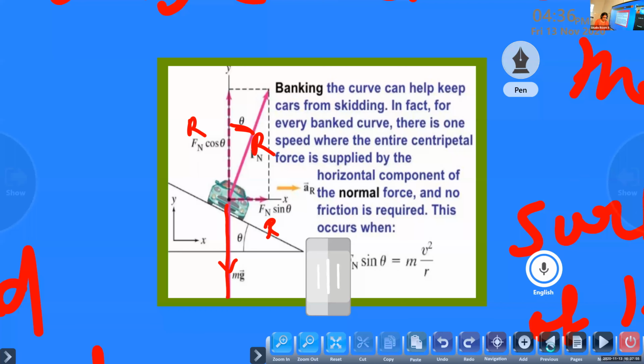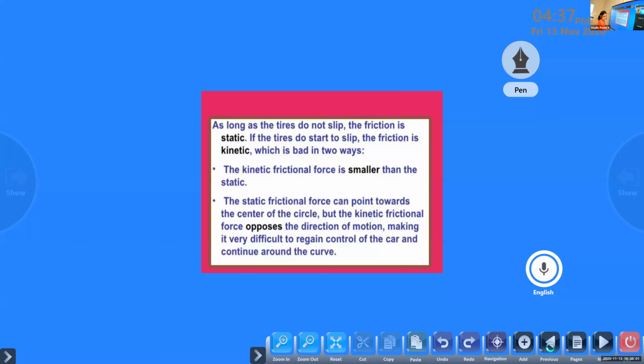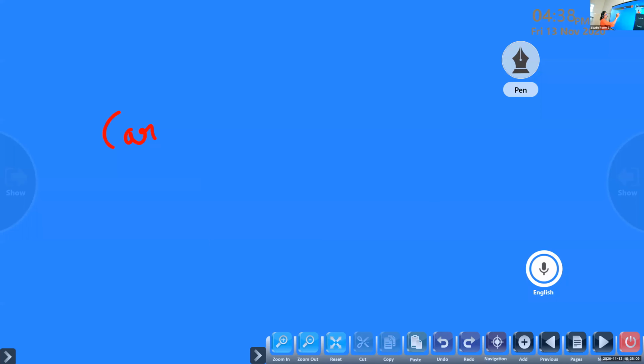Car on a circular level road. So we are now taking an unbanked road. So we can take it as a car on a circular level road.